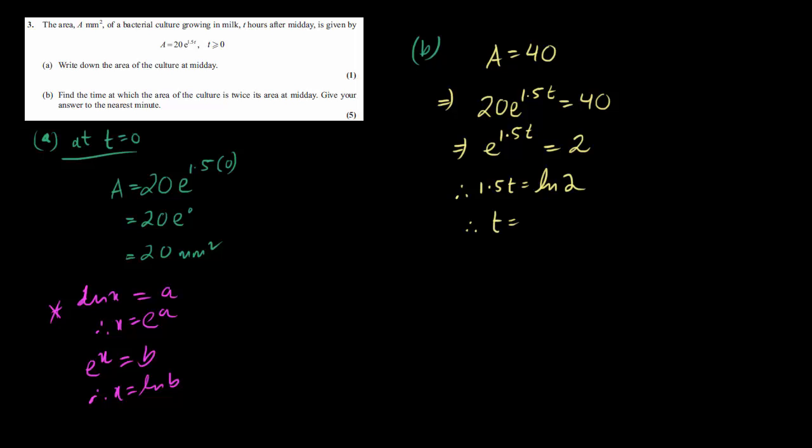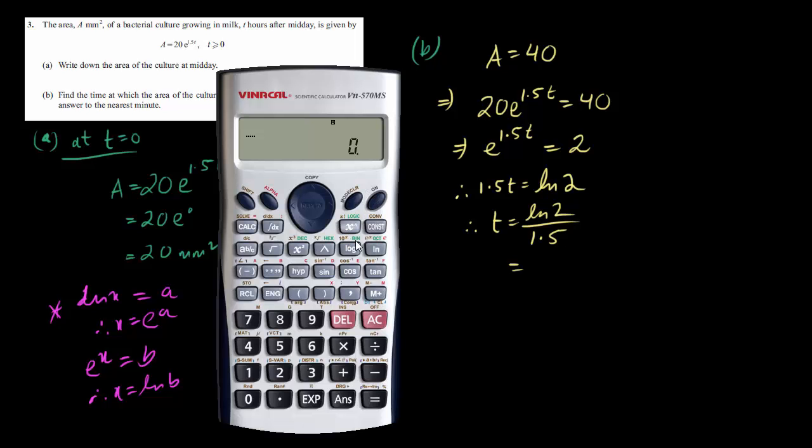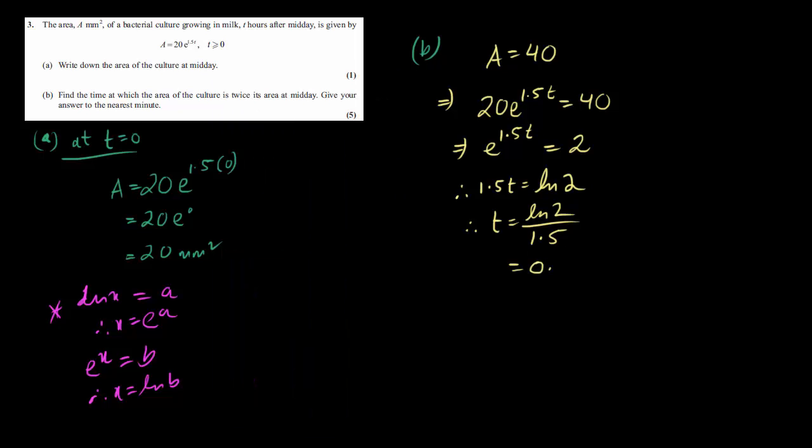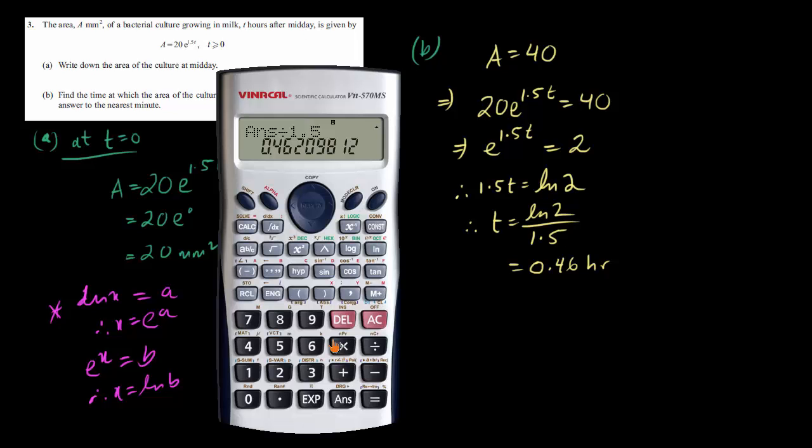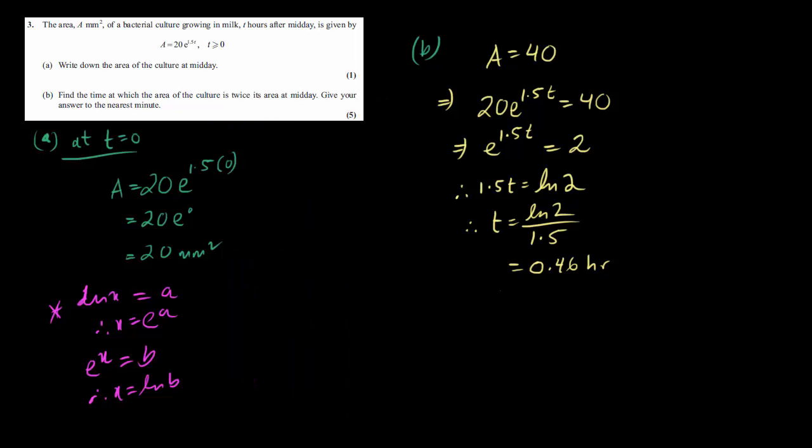Therefore, t equals ln 2 divided by 1.5, and it turns out to be, so ln 2 divided by 1.5. So 0.46. So the value of t is 0.46 hour. Remember, t is in hours after midday. So what is 0.46 hour? So if you multiply this by 60, it is 27.7, meaning 28 minutes after midday. So what is the time? So the time is 12:28 p.m.